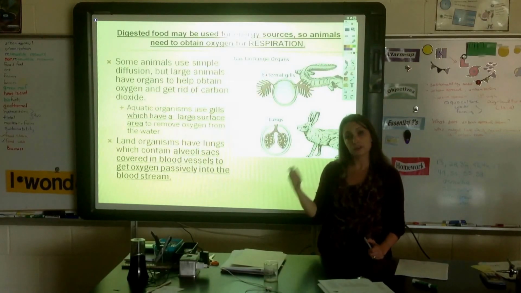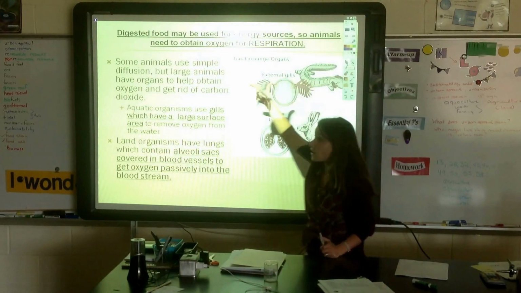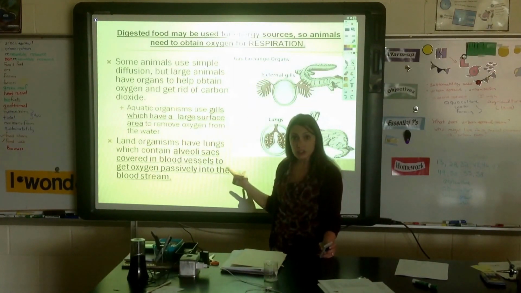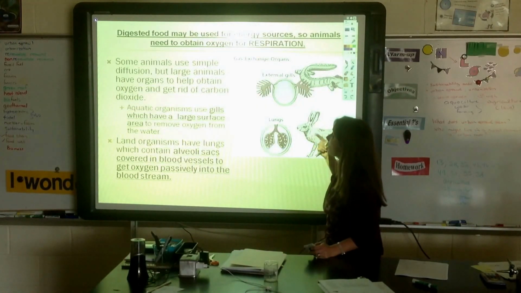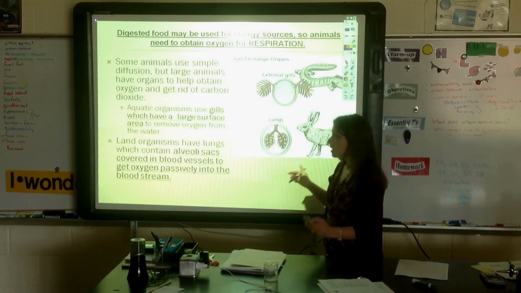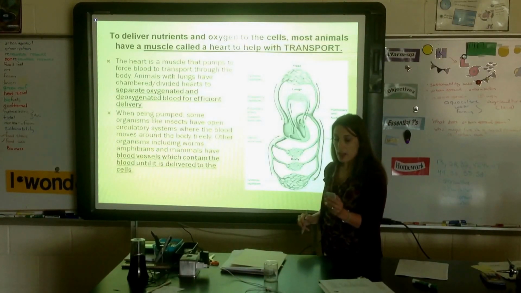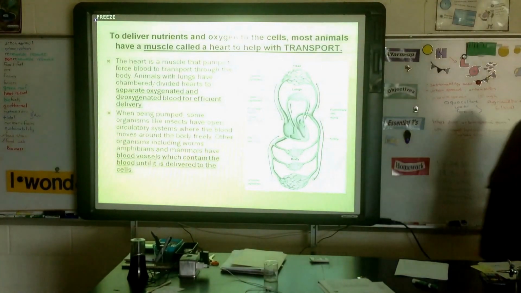So we talked about nutrition, how animals get food. Then we talked about how, well, we've digested our food, we want to use it for energy, we need oxygen to perform respiration. And so this is where we talked about respiration. Next, we're going to talk about transport. How do we actually transport the blood through the body?